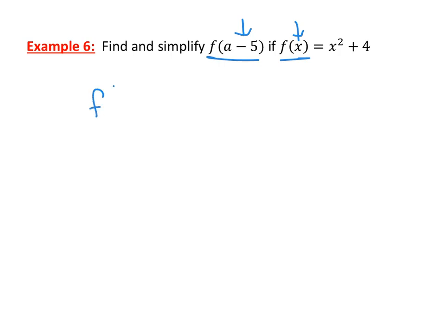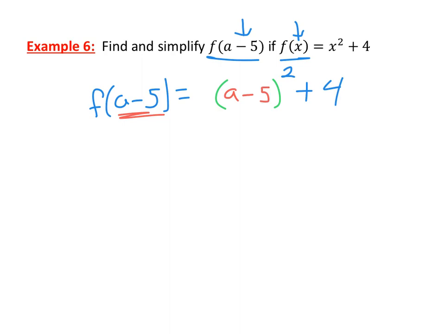So for f of a minus 5, we are going to take out x. So I'm going to leave myself blank parentheses, squared plus 4. And what's going to go in that parentheses? Well, we're substituting in a minus 5. Now it's just a matter of going through order of operations and simplifying this expression.